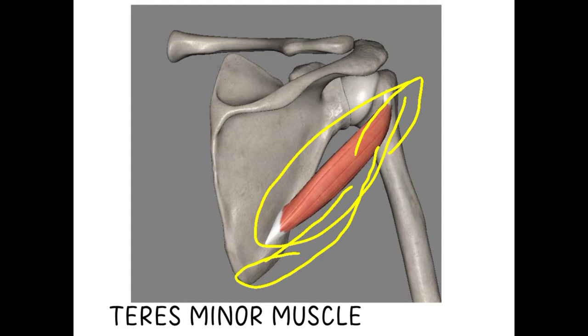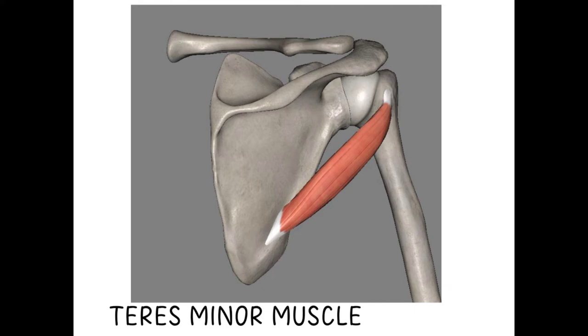So this is the teres minor. The teres major originates from the inferior angle of the scapula. It goes behind the teres minor and attaches or inserts at the posterior region of the anterior head of the humerus.